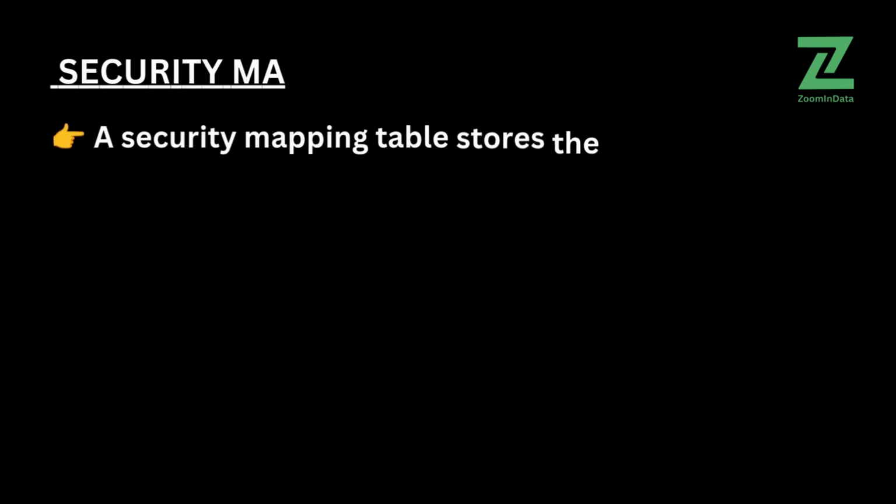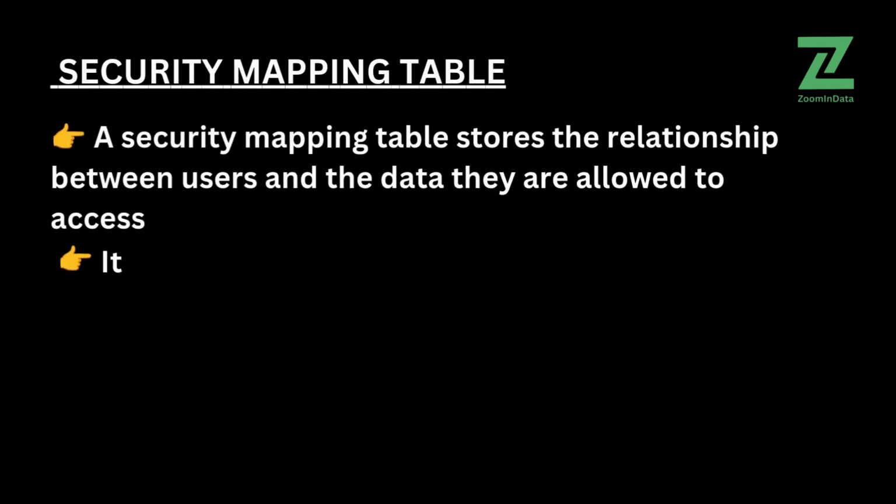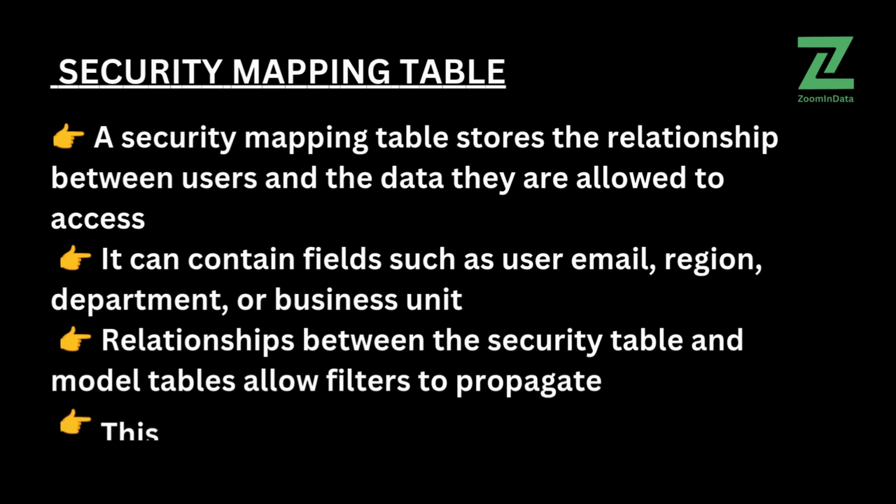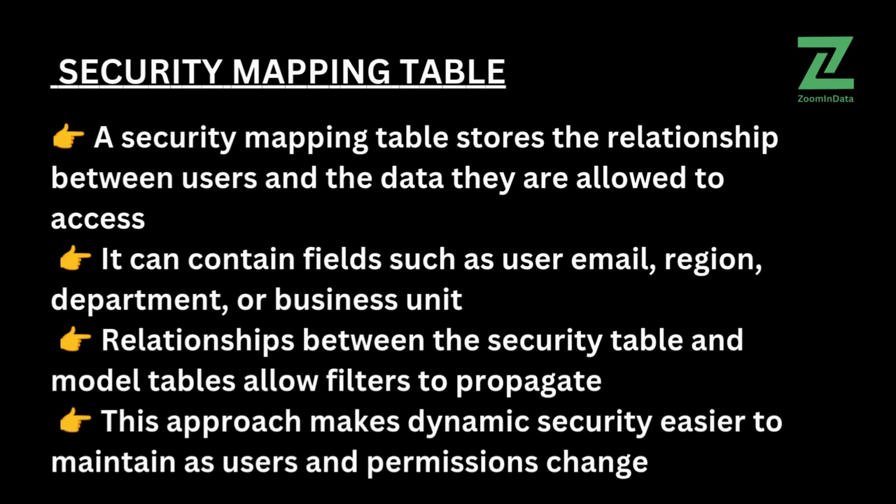A security mapping table stores the relationship between users and the data they are allowed to access. It can contain fields such as user email, region, department, or business unit. Relationships between the security table and model tables allow filters to propagate. This approach makes dynamic security easier to maintain as users and permissions change.